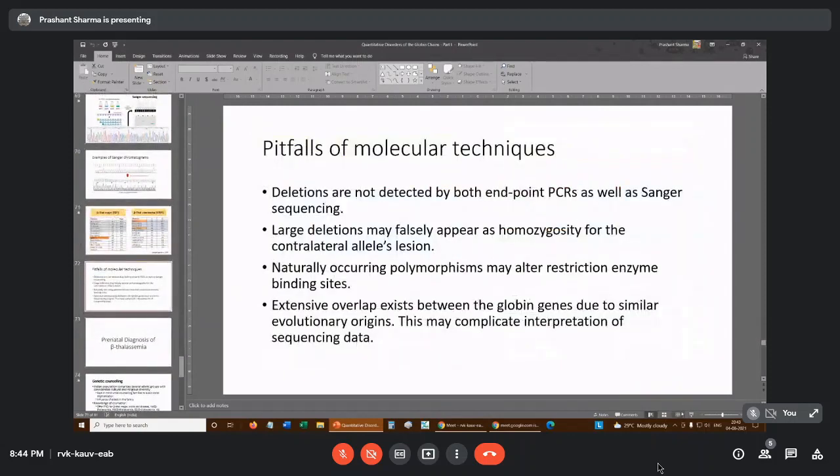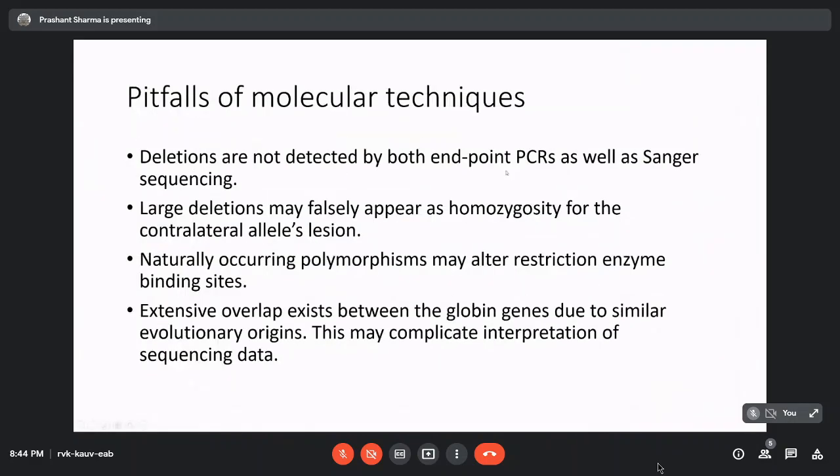So there are a few pitfalls of molecular techniques. Deletions are not detected by both endpoint PCRs as well as Sanger sequencing, so be careful. Large deletions may fail, and if they are present along with a point mutation on the contralateral allele, the patient will end up looking as if they are homozygous for the opposite lesion if you have done Sanger sequencing or endpoint PCRs. You can design the best primers, but if there is a naturally occurring polymorphism in your patient at the point where the primer is binding or the restriction enzyme is binding, then the PCR is going to give you an opposite result to what you expect, because these are all based on whether your primer or RE found their site or didn't find it.